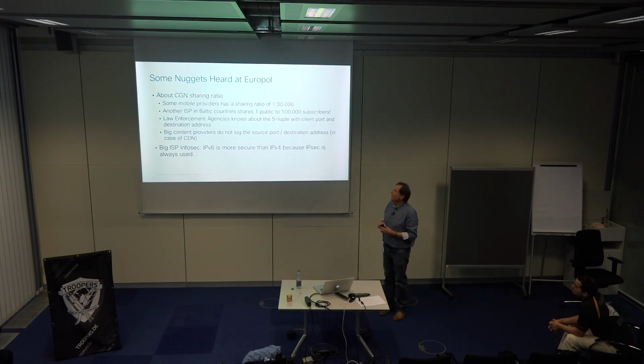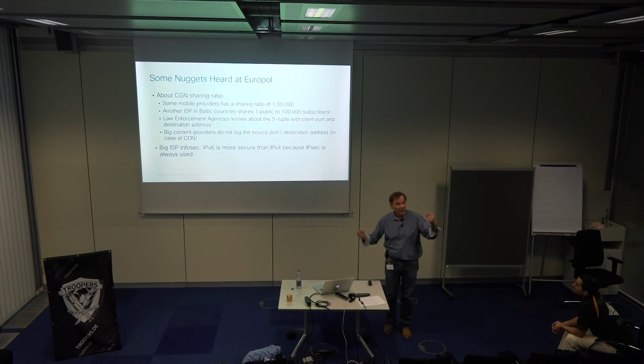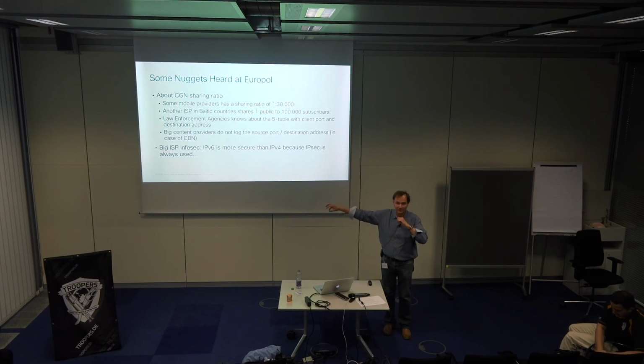Right. And as I said, law enforcement agencies know about this destination and source port logging, but in some cases, basically, do not log the source port or even the destination. Because if you ask Facebook or Google or whatever, they got their own CDN. So you can be served from Heidelberg, Munich, or Frankfurt, but you don't know which address the bad guy has used. You only know the bad guy address. So you need to remember as well the translation for the CDN.